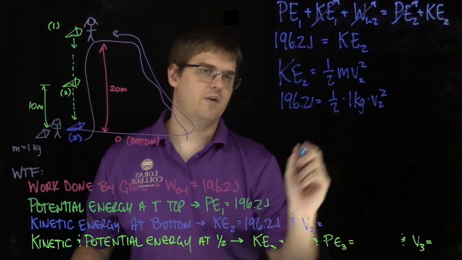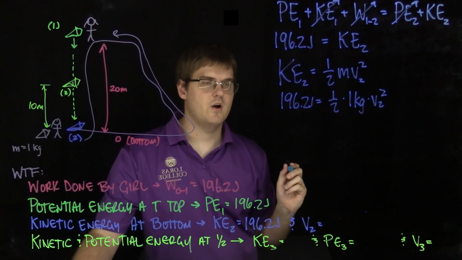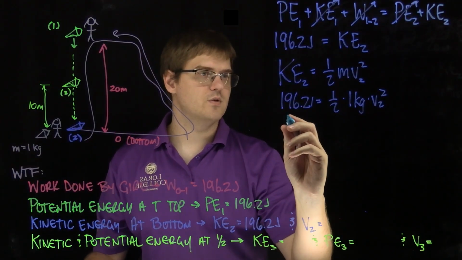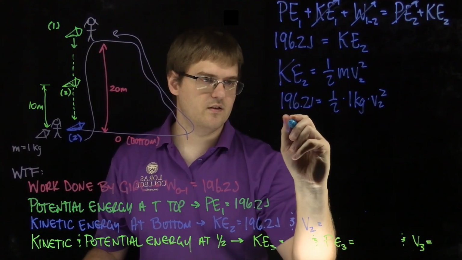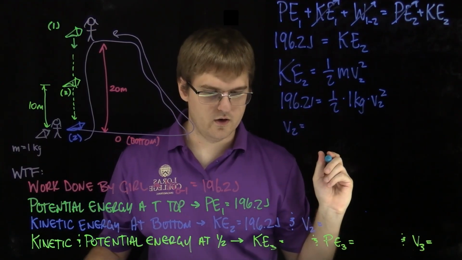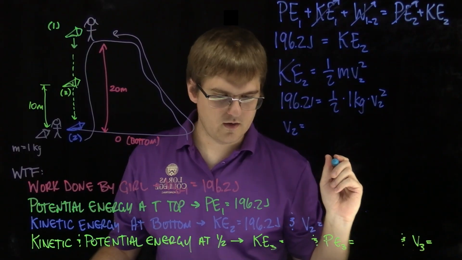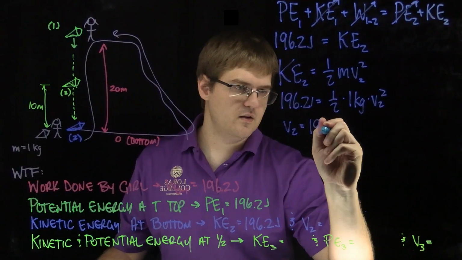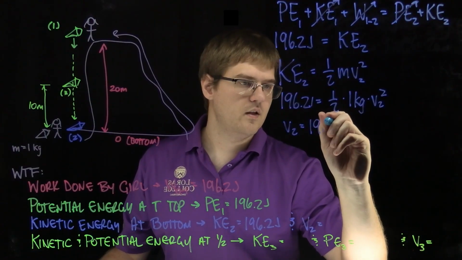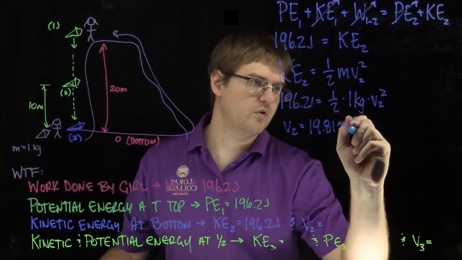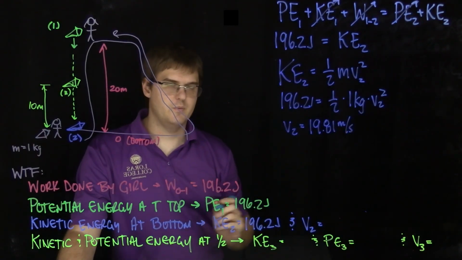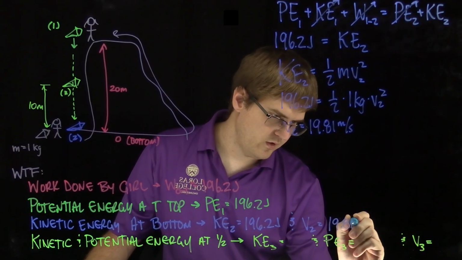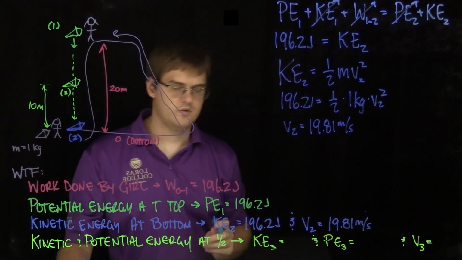So joules divided by kilograms is meters squared per second squared. Square root of meters squared per second squared is going to be meters per second. Units all work out. So we get velocity 2. If I plug all this into a calculator, I should get a velocity of 19.81 meters per second. Simple as that.